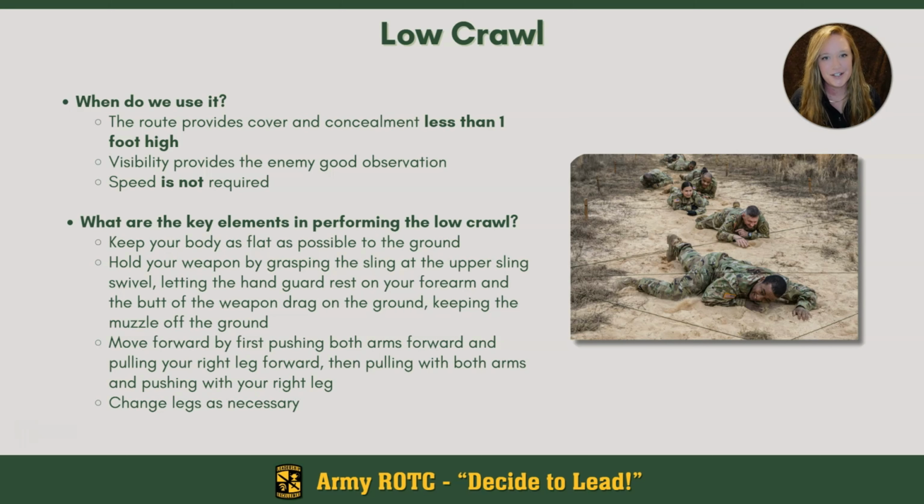Now, I'm going to show you a video after this so you can see what I'm talking about, but you're going to grasp the sling at the upper sling swivel. You're going to let your hand guard rest on your forearm, and the butt of the weapon is going to drag back behind you on the ground. Again, keeping the muzzle off the ground. Do not get that muzzle in there and get it jammed with a bunch of debris. So you're pulling kind of in a Superman movement, and you're just slowly going across.